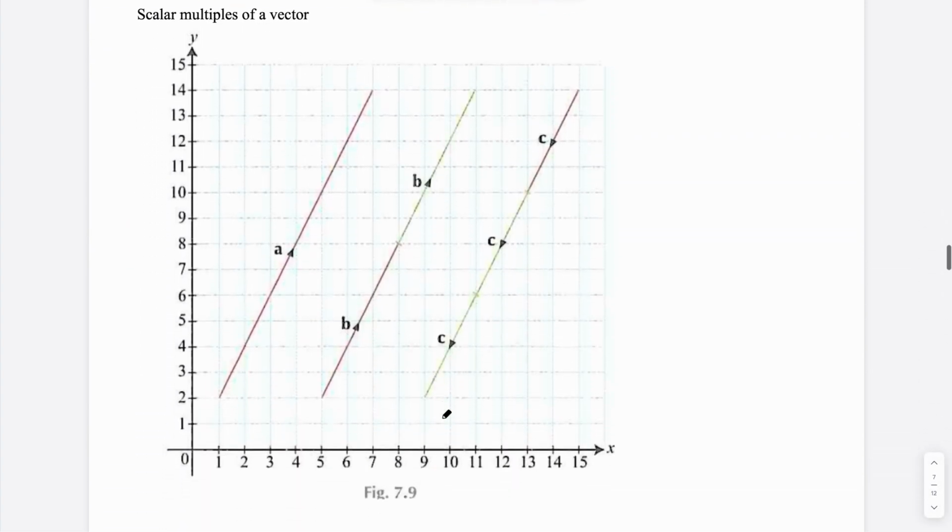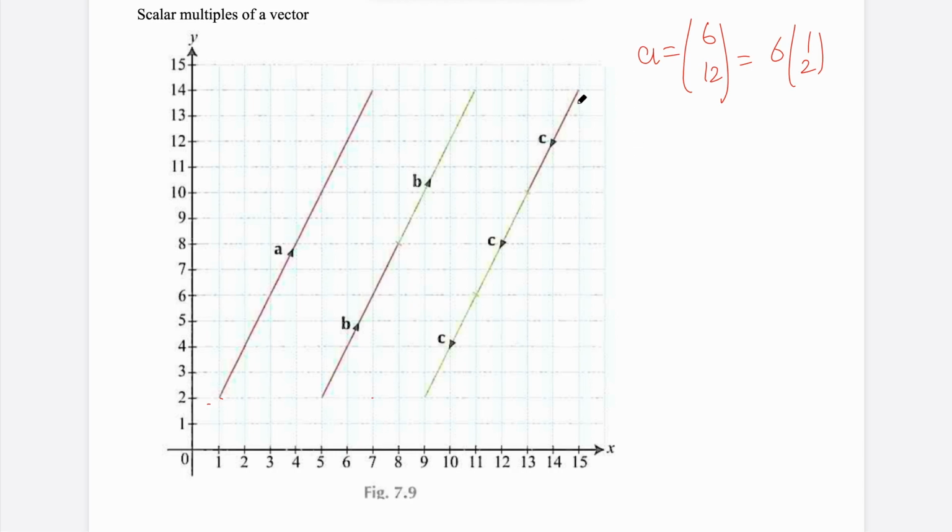Next concept is scalar multiple of a vector. If you look at this vector A and then you look at these vectors B, they are parallel. A and B are parallel. Let me count for A. If I see, this is from 1 till 7. In x it is 6 units, and in case of y it is from 2 to 14, that is 12. I'm taking out 6 as common to compare base vectors. So this is (1, 2).